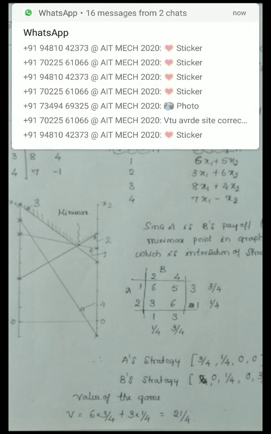This is how to solve the problems if it is not a 2-row or 2-column matrix. If it is other than a 2-row or 2-column matrix, we should eliminate rows or columns by applying the dominance rule. After reducing it to 2 columns or 2 rows, apply the graphical method, find the best strategy, and find the value of the game.